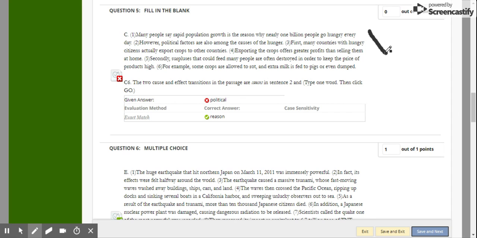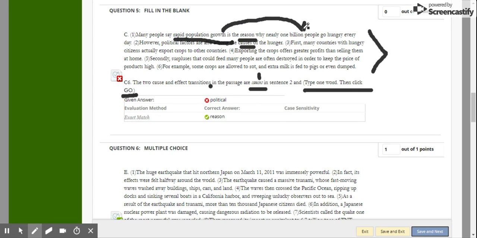Question 5 is about causes and effects, and it tells you the two cause and effect transitions. So we know there's two. This first one is causes, and there should be another one somewhere in the paragraph. Causes is found in sentence 2, but there's another one, and the other one is up here in sentence 1, and it's reason. Many people say rapid population growth is the reason why, it's a cause of why 1 billion people go hungry every day.